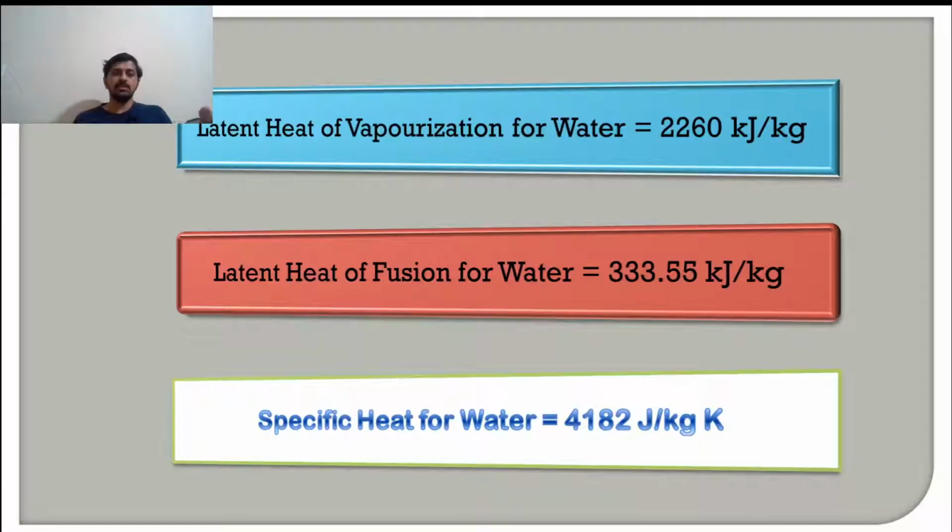So let us take some example values for water. Latent heat of vaporization for water is 2260 kilojoule per kilogram. That means if you give 2260 kilojoules of thermal energy for 1 kilogram of water, when the water is at 100 degrees Celsius and 1 atmospheric pressure, it will get vaporized completely. Similarly, if you want to melt 1 kilogram of ice at 0 degrees Celsius completely into water, you have to supply 333.55 kilojoules of thermal energy or heat transfer.